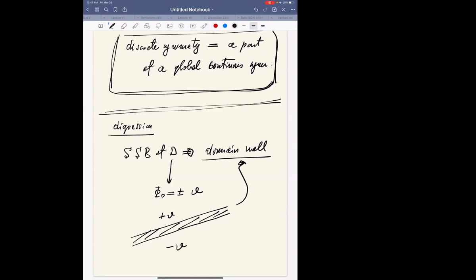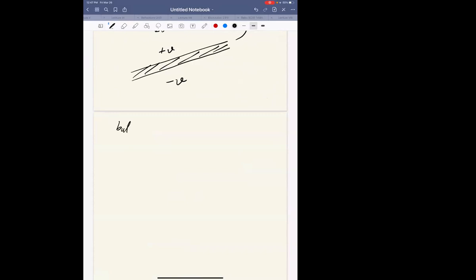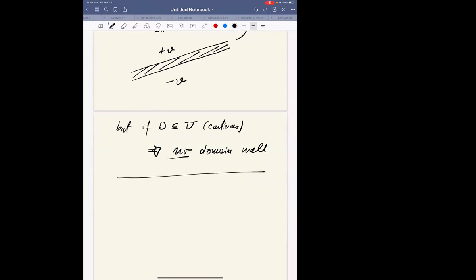When you have a genuine discrete symmetry that is not part of a continuous one, you get domain walls. But if D belongs to a continuous symmetry, so there is a physical difference, then no domain wall. Domain walls go into the subject of so-called topological defects, which includes even magnetic monopoles. It's a beautiful subject. I wish there were time to say a few words at the end of the course, but for those interested, you can come and ask me in the office hours.